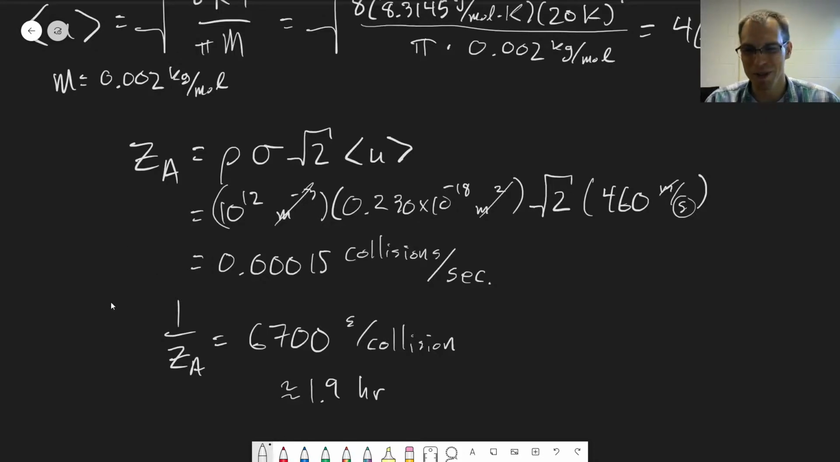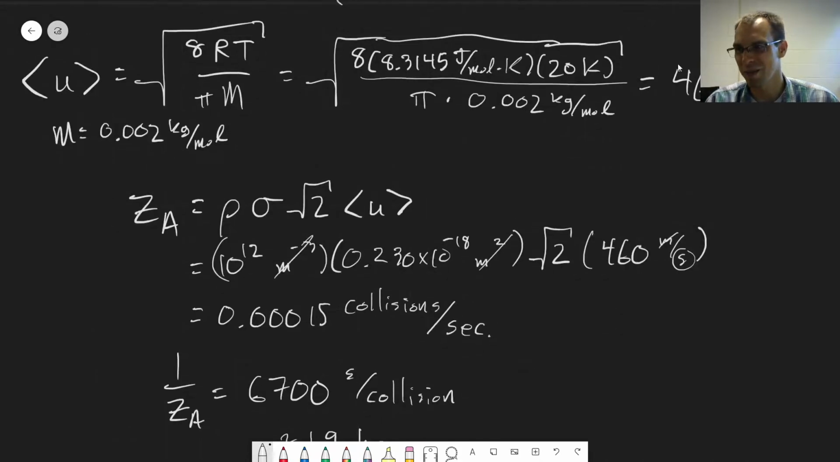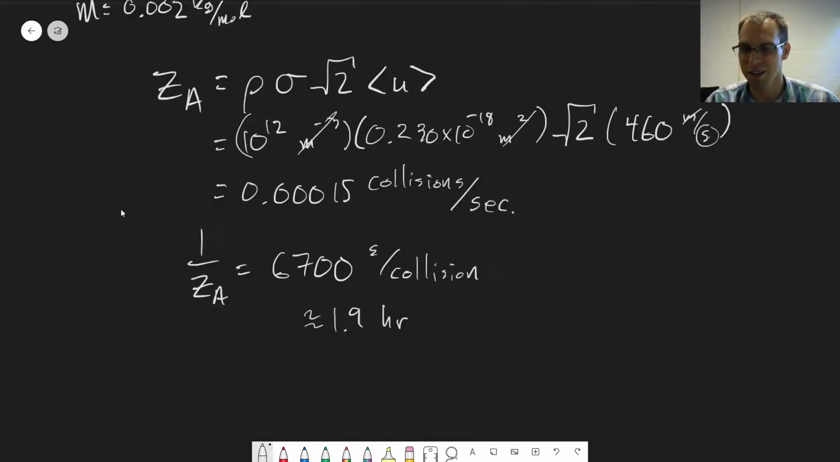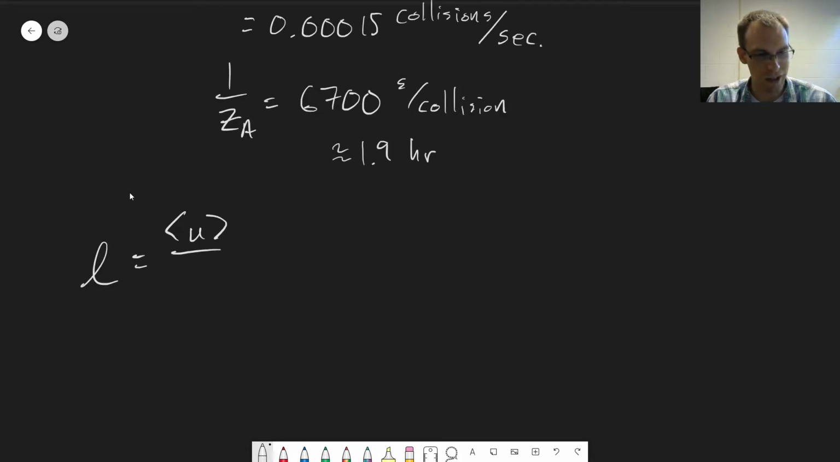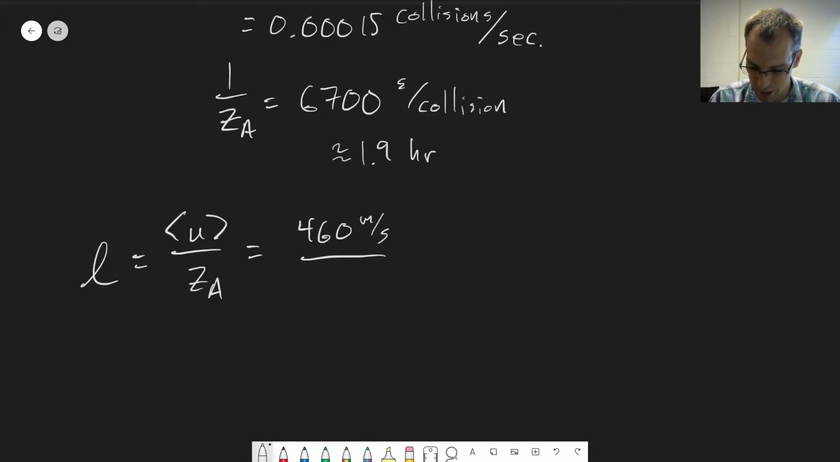The other thing we can do is, since we've calculated the average speed and the collision rate, it's pretty straightforward to calculate the mean free path. We can use this version of the equation, right? Sort of like the definition: if you take the speed divided by the rate at which collisions happen, that'll tell you the time it takes. Basically, how far does the particle travel in 1.9 hours, on average between collisions? So we can take our 460 meters per second divided by 0.00015 collisions per second.